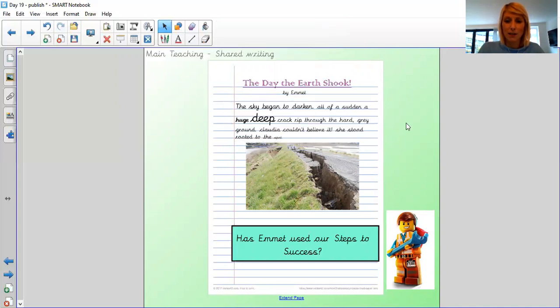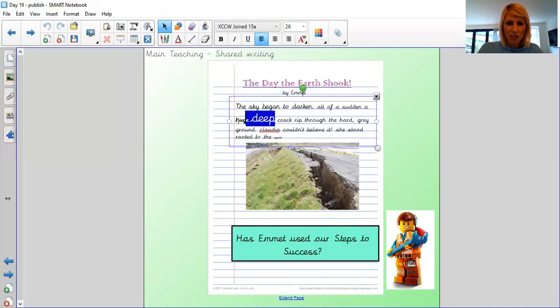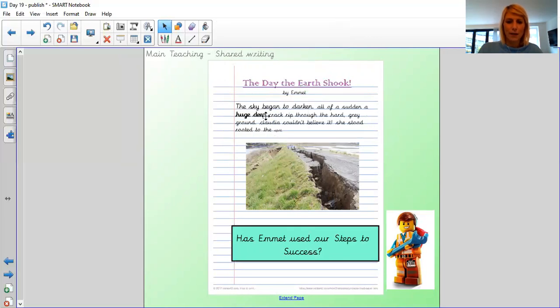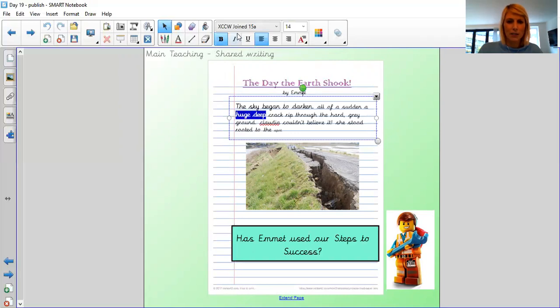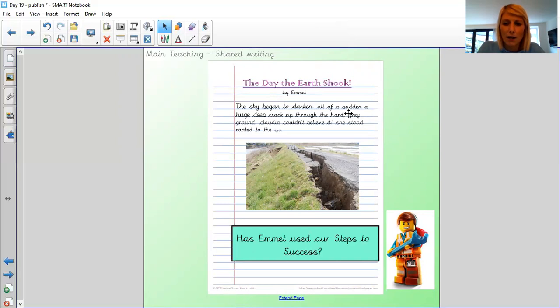The sky began to darken, all of a sudden, a huge, deep, I don't know why huge and deep are in bold. Let me just change those then. So I'll take bold off and make sure those fonts are a similar size. That's better. Oh, it's still in bold. Let me just change that. I don't know why that's coming from bold. There we go. The sky began to darken.